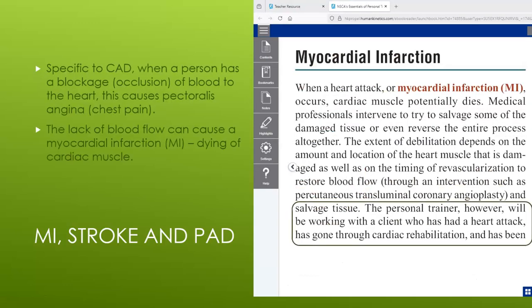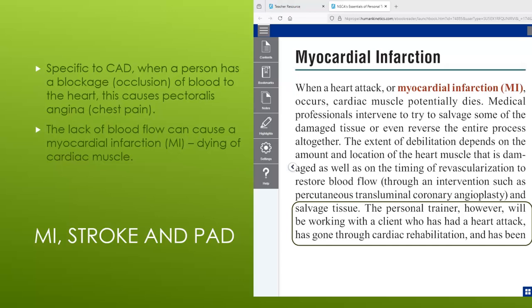All right, so when we look at coronary artery disease, when a person has a blockage or that occlusion of blood in the heart, this causes pectoralis angina. That's a chest pain. And this lack of blood causes basically like a dying of cardiac muscle. You're not servicing the muscle itself with enough oxygen or nutrients to be able to effectively function.